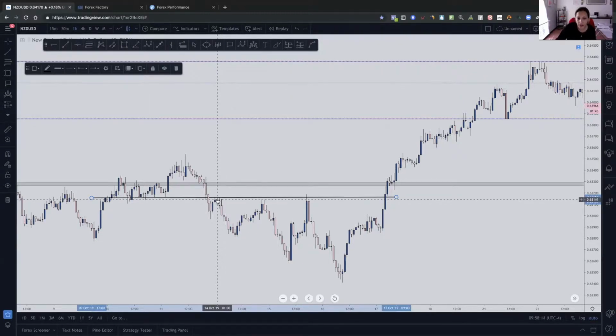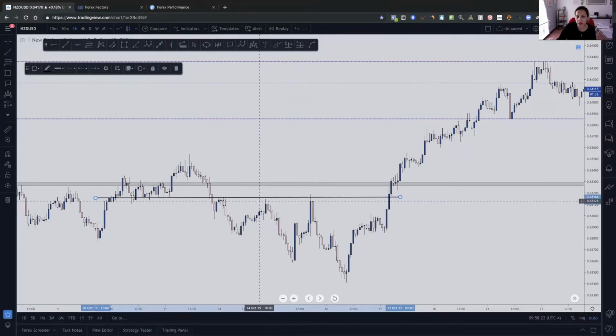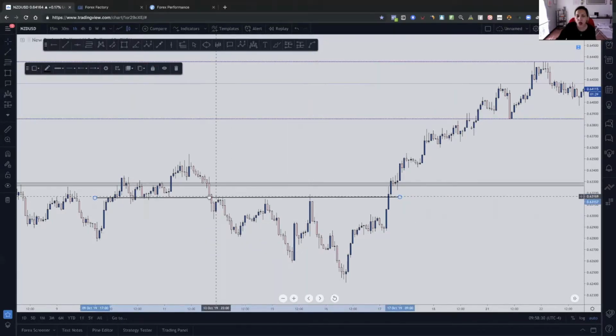Now, if you would have taken this down and held it, a couple of days later it came right back to entry. Does this mean that you get out of the trade? No, because look at the price action. It closed below the resistance area. Once again, it came back, it closed below the resistance area.